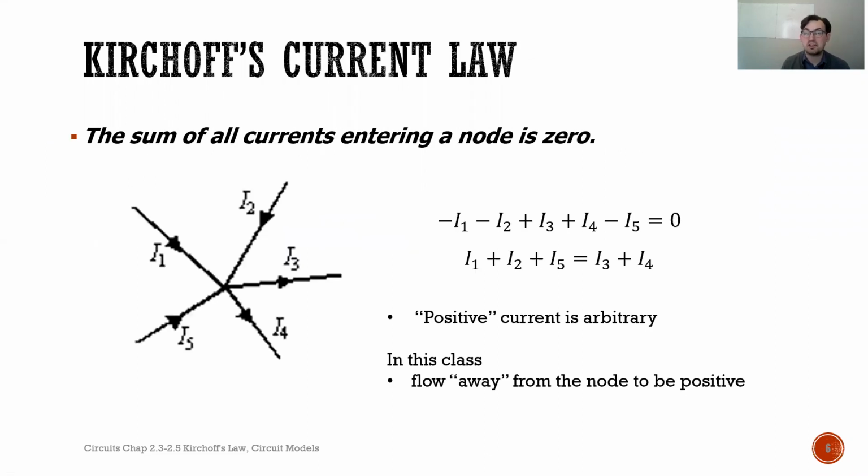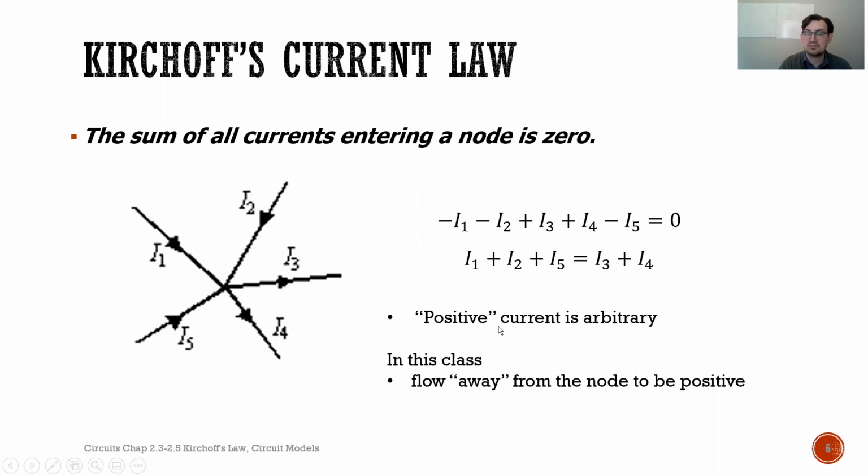Kirchhoff's current law, we've talked a little bit about this idea already, but if we have a current coming into a node, any current coming in has to leave, right? So the sum of all currents has to be 0. We can't generate current, and we can't have current disappear. If it comes in, it's got to go out.